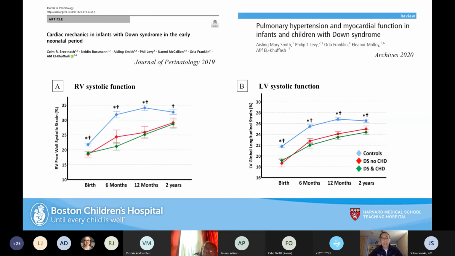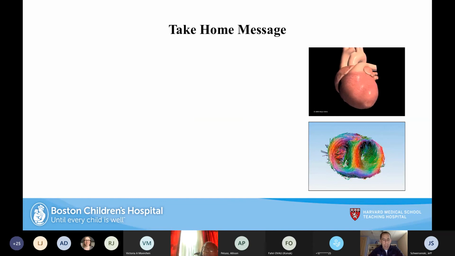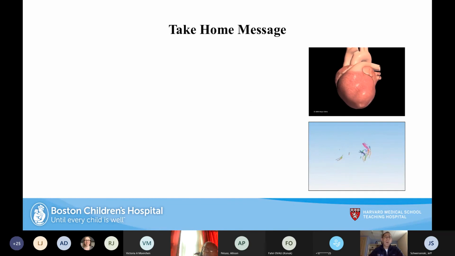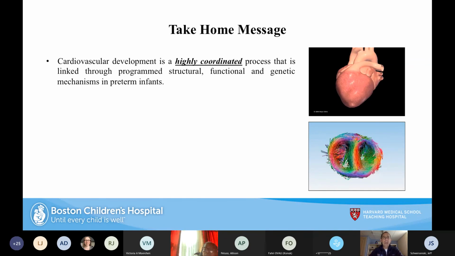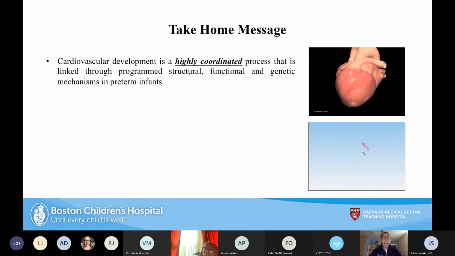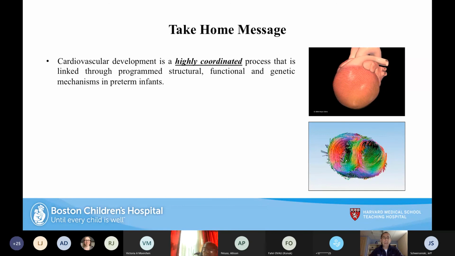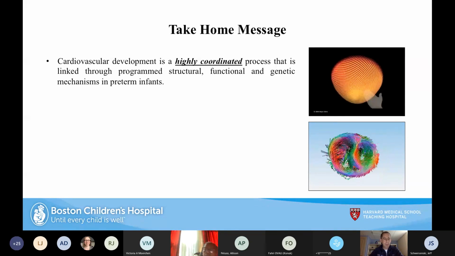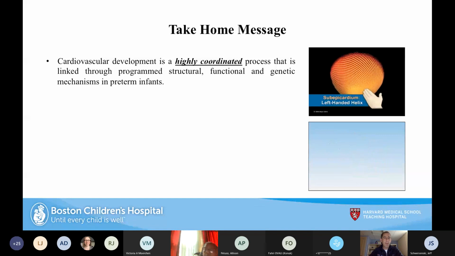So there could be an intrinsic insult on these babies with Down syndrome that could be further revealed with these advanced cardiac metrics. The take-home message for me, when I'm thinking about neonatology, hemodynamics, and cardiovascular outcomes, is that cardiovascular development is a highly coordinated process that is linked through programmed structural, functional, and genetic mechanisms in the preterm and even the term infants.